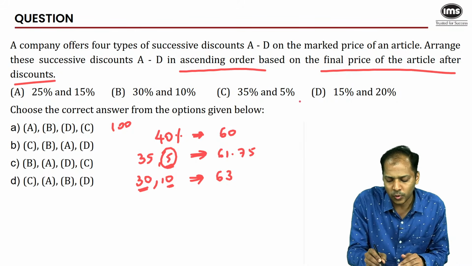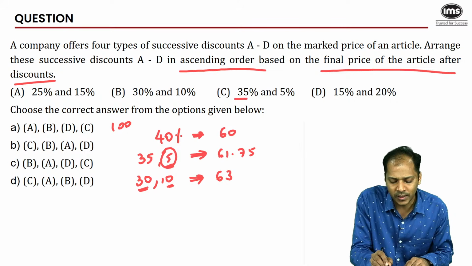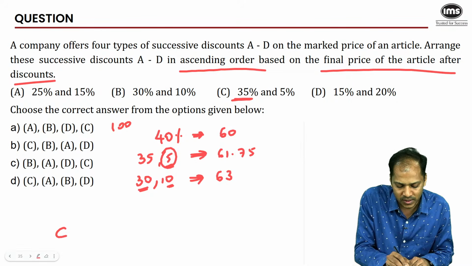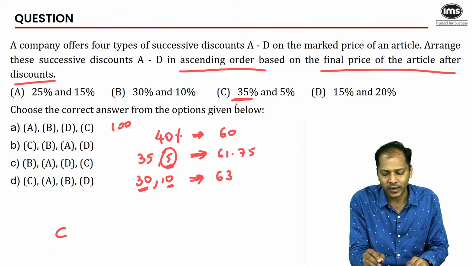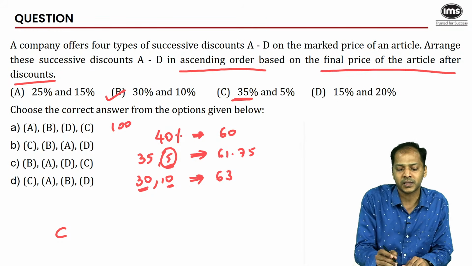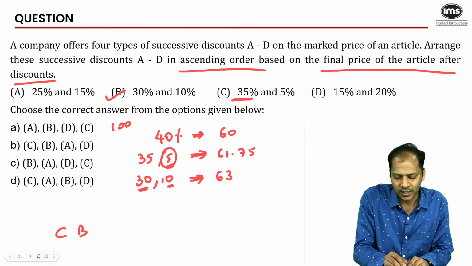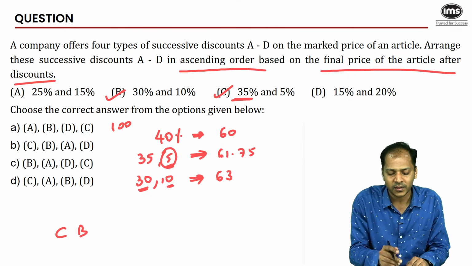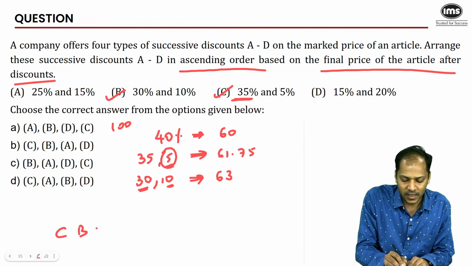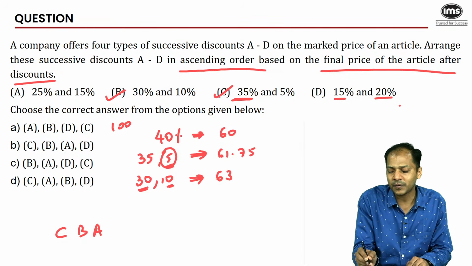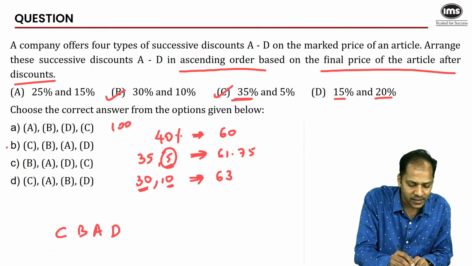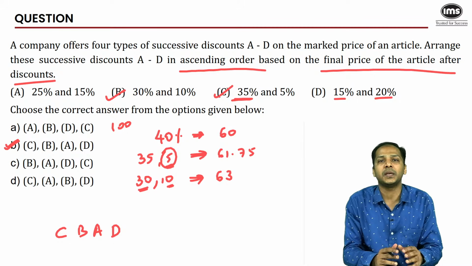So most discount would happen when you're giving a single largest discount, that's C. This is the most discount, so this should come first, C. Then the next better one for the customer is B. So C, then B. Then after 30, 25 and 15, that is A, and the total of this one is even less. So that's D. So CBAD should be the answer. The correct answer to this one should be option B.